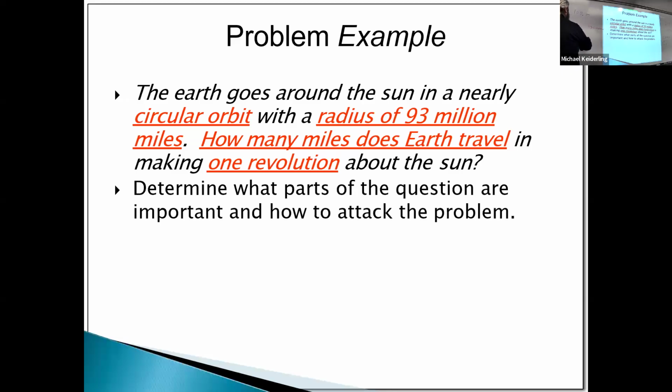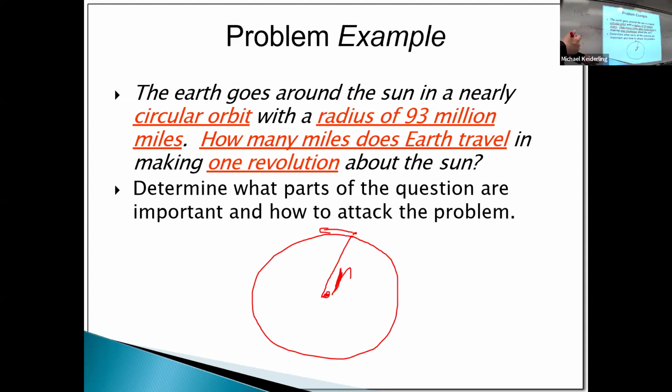So if we sketch a picture, we want to figure out how far it is to go around this circle once, what that distance is. Well, that is the circumference of the circle. So what we're looking for is the circumference. So we're dealing with circles. It's a circular orbit. We want to figure out the distance around a circle. That's the circumference. And we know the radius.